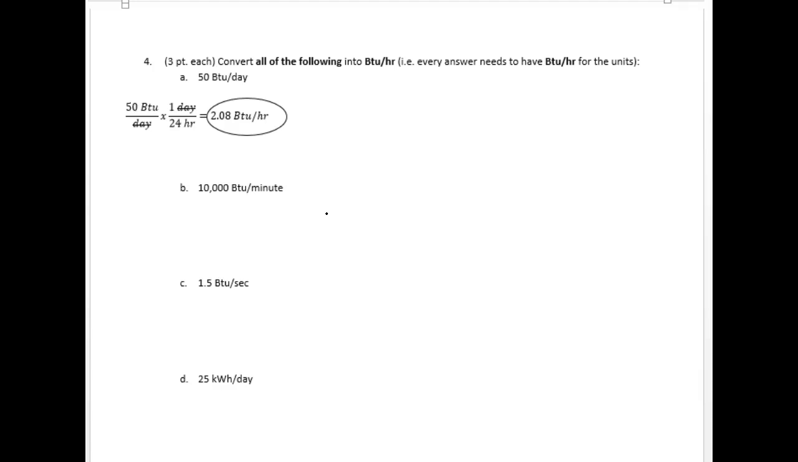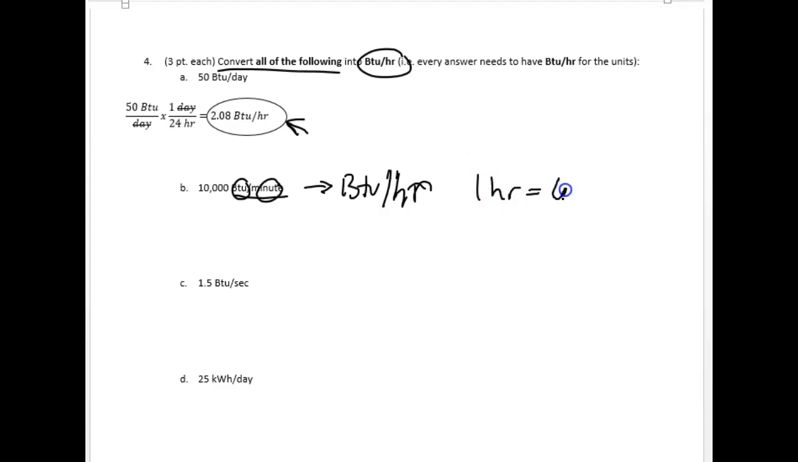One really important thing to point out here: always read the instructions carefully, obviously, but for this one you're converting all of these into BTUs per hour. So each one of these, we're going from whatever the unit is. In this case, we're going from BTUs per day to BTUs per hour. This one, we're going from BTUs per minute to BTUs per hour. It's probably pretty obvious that you already have BTUs, so you're basically just converting minutes to hours. So you want to think about what your conversion factor is. 1 hour equals 60 minutes. That's my conversion factor.